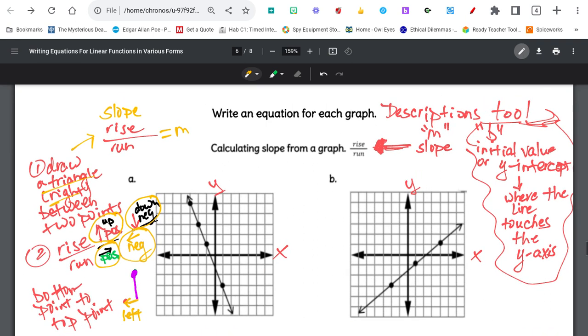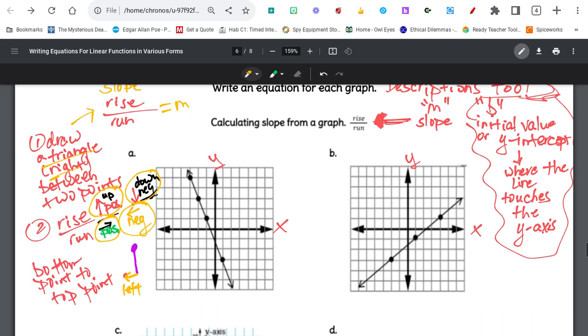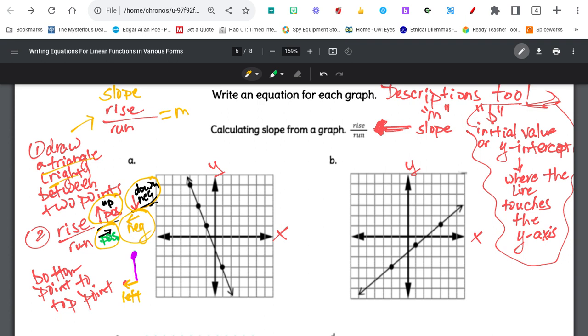So to write an equation, we've got to have two things, M and B. With that being said, the easiest thing for me to calculate is B.